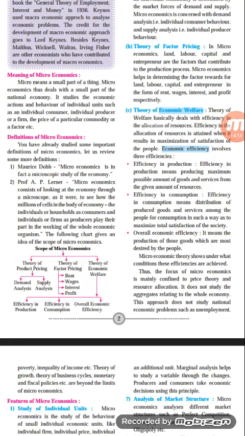And the third one is the overall economic efficiency, that is the production of those goods and services which are most desired by the people, that is the basic necessities of life, like food, clothing, shelter, health, education, hygiene, and so on. Microeconomic theories show under what conditions these efficiencies are achieved. Thus, the focus of microeconomics is mainly confined to price theory and resource allocation, but it does not study the aggregates relating to the whole economy, like national income, poverty, unemployment and so on.